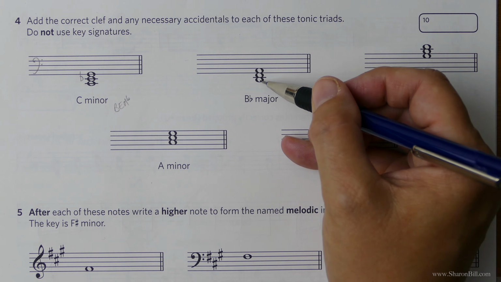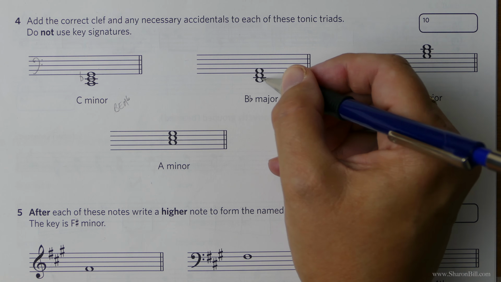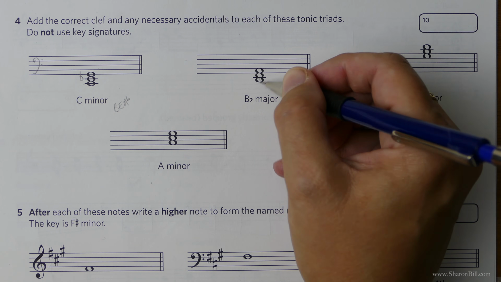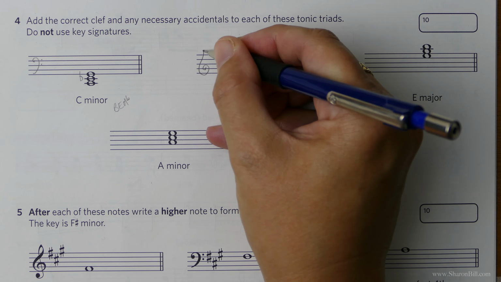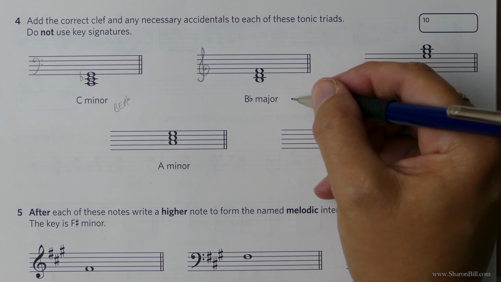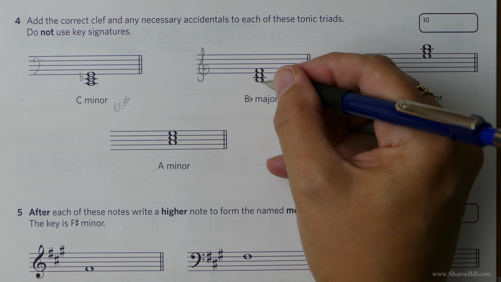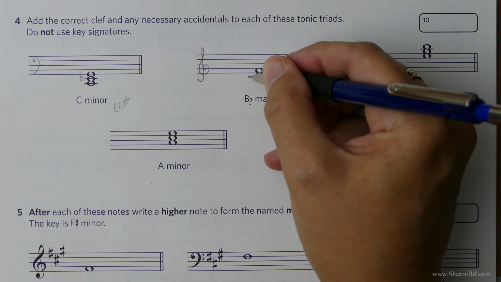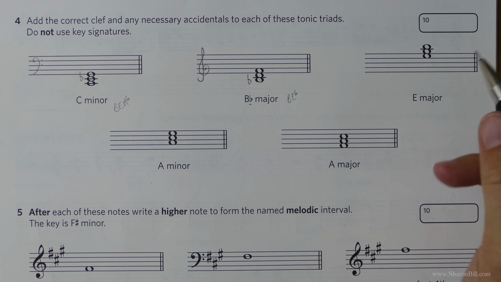Let's look at the next one. So for this to be B flat major, we need this to be in the treble clef because we want this tonic note here to be a B or a B flat. So we need that to be the treble clef. So our triad here is B, D, F. Now B flat major has a key signature of B flats and E flats, and so this B flat, of course, needs to be added to make the tonic of B flat.